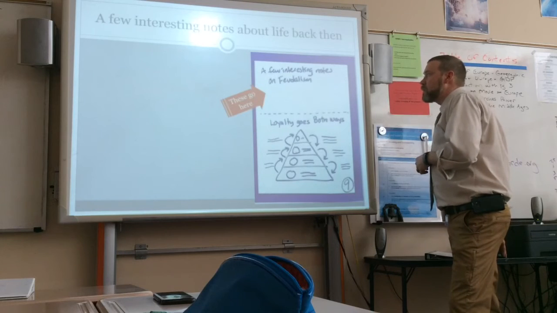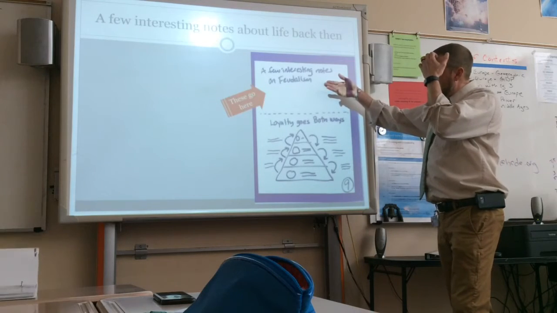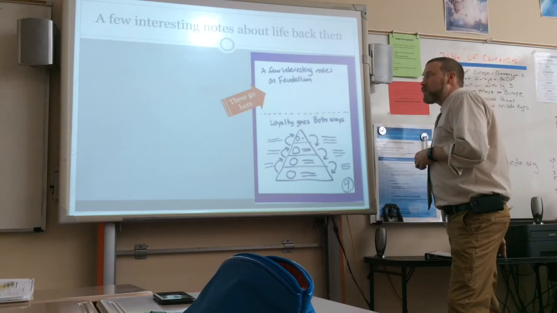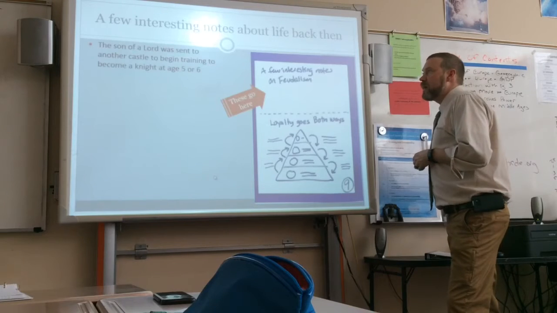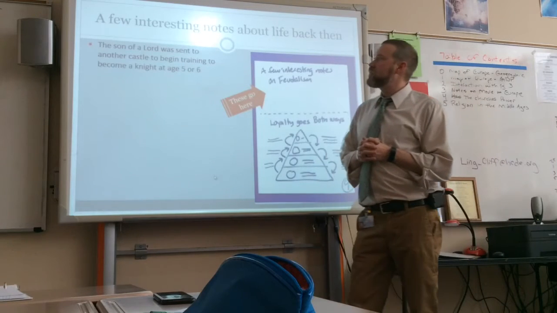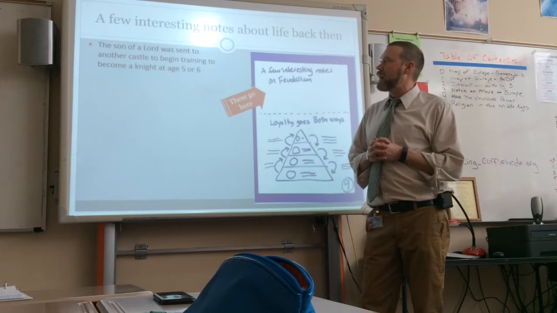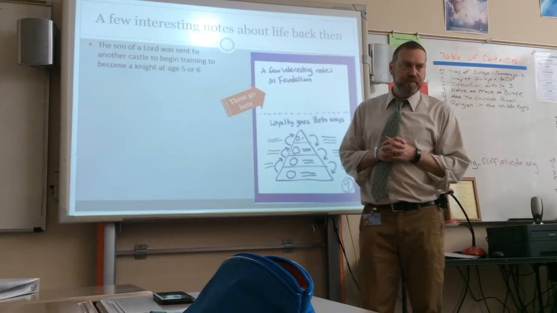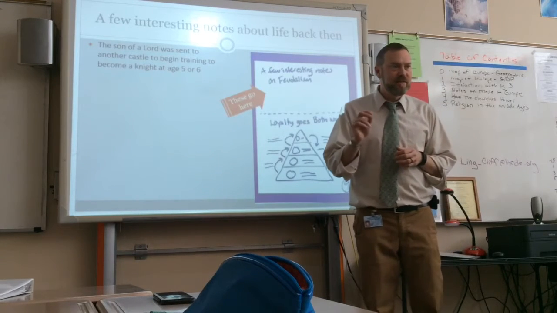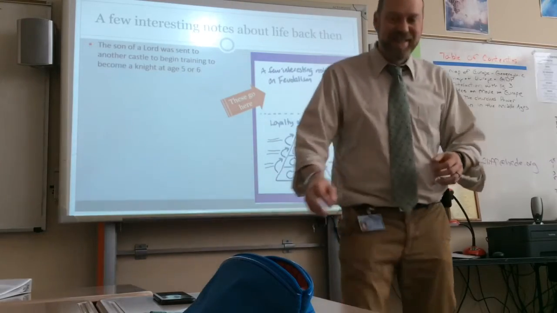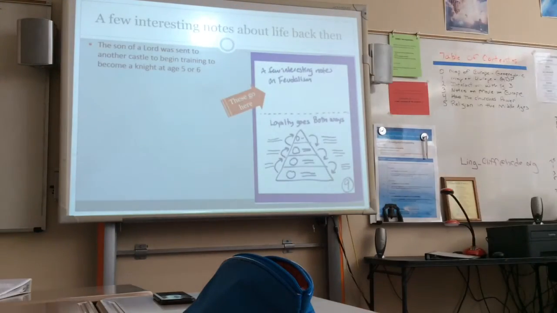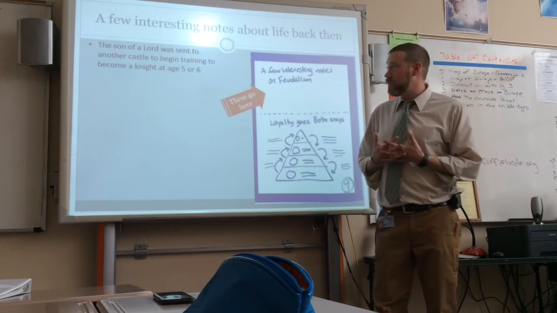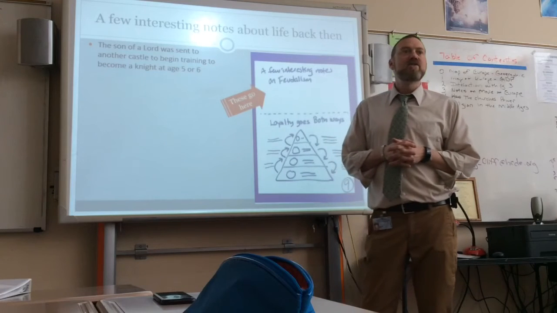So now we're going to put a couple notes at the top of page 9, so a new page, because there's a couple things you need to know about how people lived their lives. The first one was the son of a lord was sent to another castle to begin training to become a knight at about age 5 or 6. So we should be writing this down. So the question of how do you become a knight? You become a knight starting at age 5 or 6.